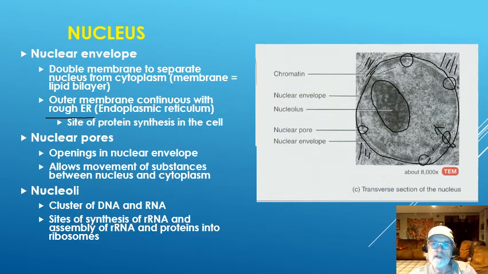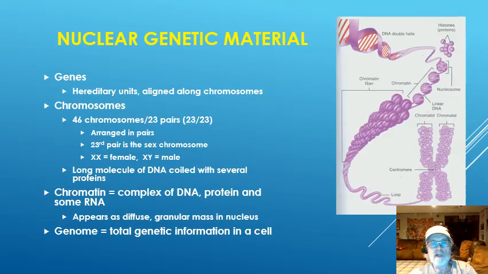And the nucleolus, like we talked about, is basically a cluster of DNA and RNA, which is the site of synthesis of what we call rRNA. rRNA stands for ribosomal RNA, okay? And this is basically what the proteins are going to be made upon, and that'll make sense to you later on down the road, okay? So think about that later on.